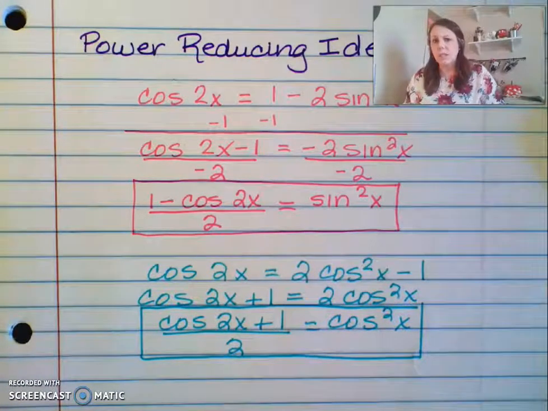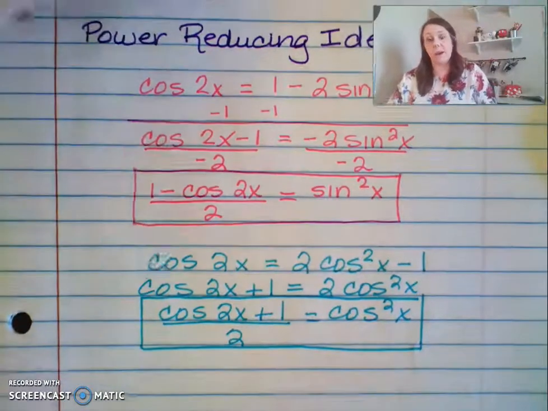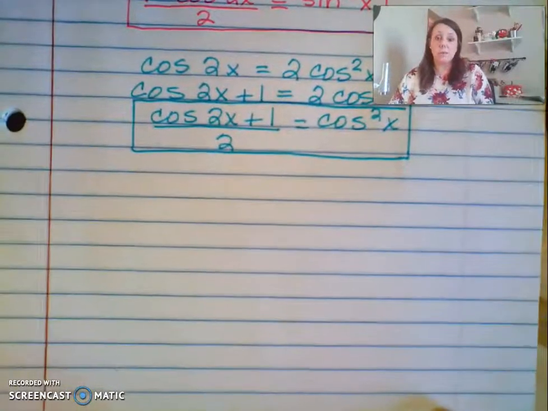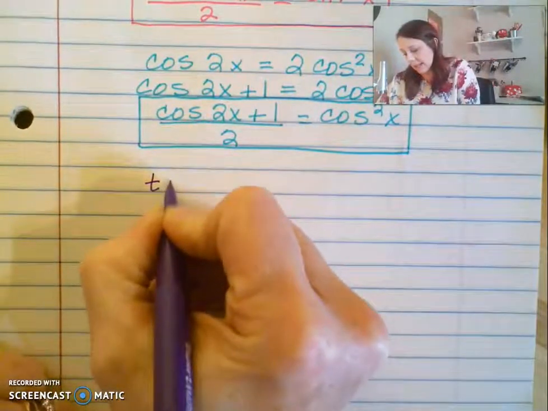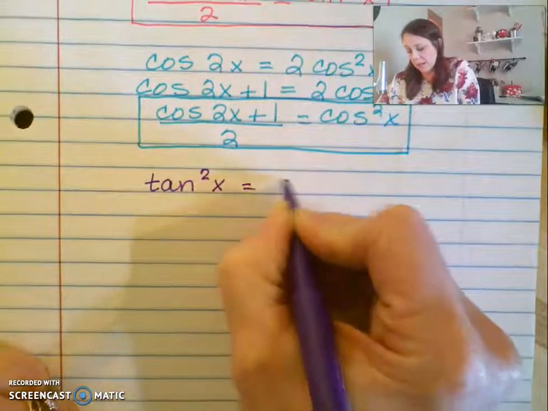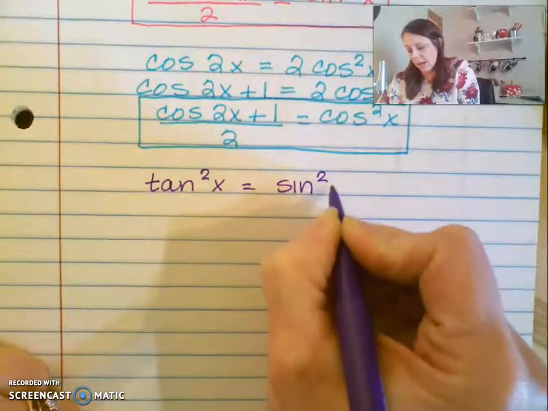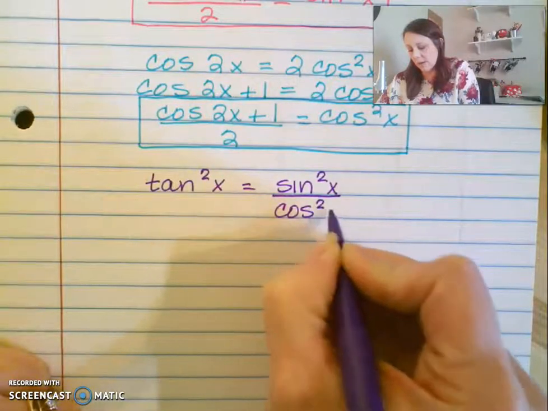Okay, so then the question naturally becomes, well, what about tangent squared? Well, we know that by our quotient identities, that a tangent function is equal to a sine divided by a cosine. So in that case, if we maintain the same idea, the tangent squared of x would be sine squared of x divided by cosine squared of x.